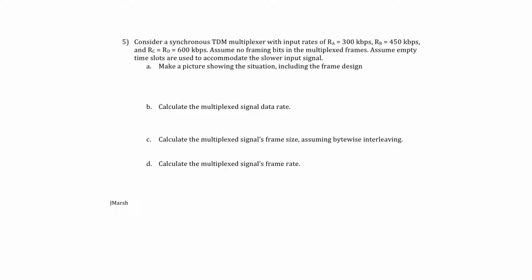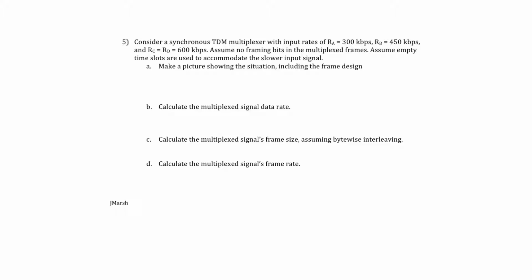Okay, here's an example of a synchronous TDM problem. In this problem, we've got three different input bit rates: 300, 450, and then 600. We've got two of them at 600. No framing bits and no empty time slots to accommodate the slower channel.